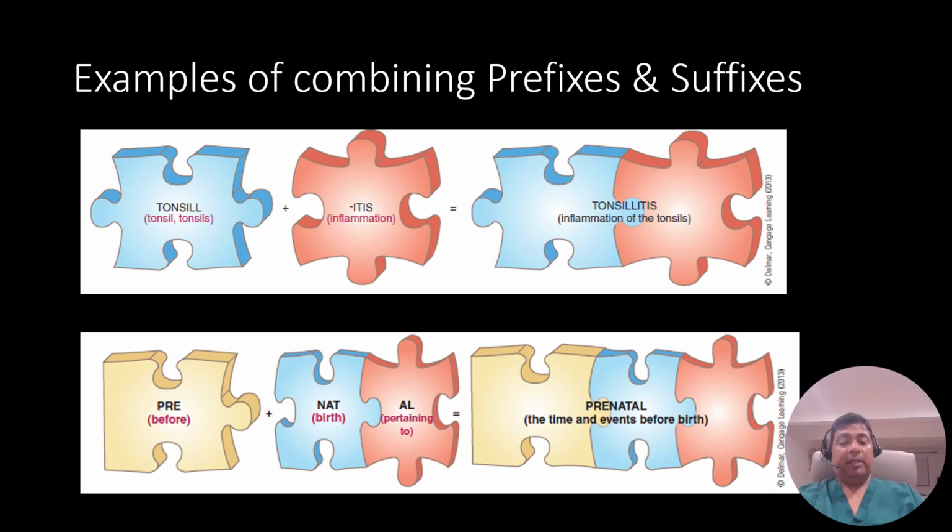The word prenatal is actually made up of a prefix, a root, and a suffix. Pre meaning before, nate meaning birth, al is a suffix meaning pertaining to. Prenatal means pertaining to the time before birth.